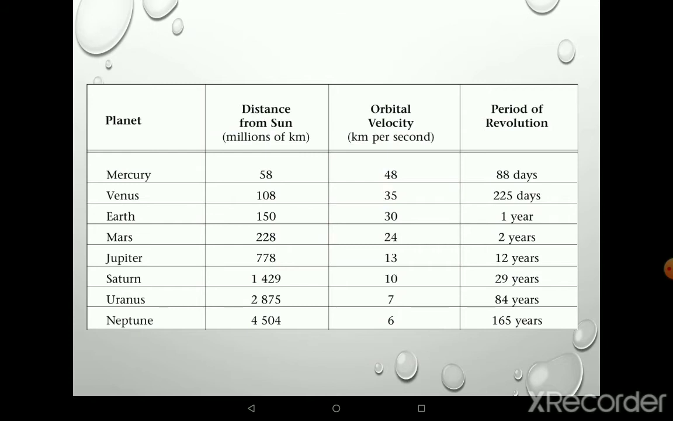Then Venus, 225 days, Earth, 1 year. 1 year means how many days on Earth?